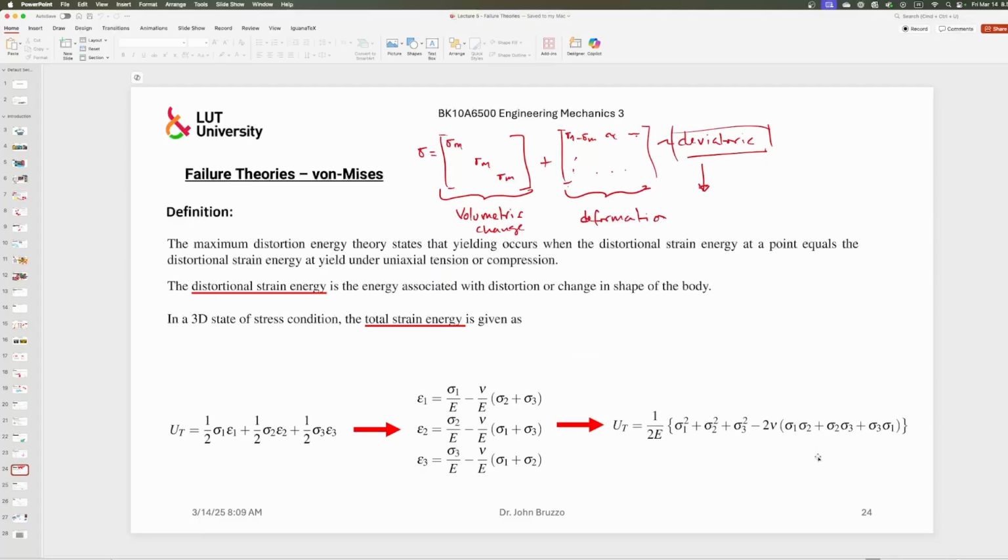Yeah. Then for von Mises, we have it here. We have it. Okay. Perfect. This is an important equation actually. Yeah.